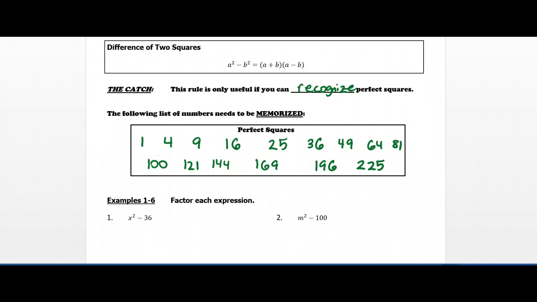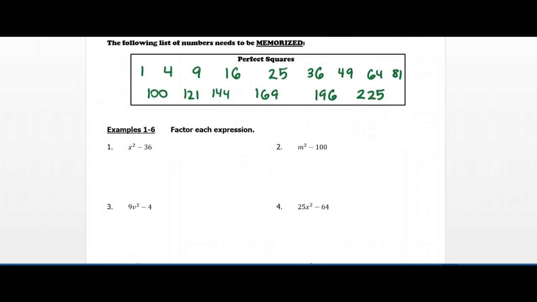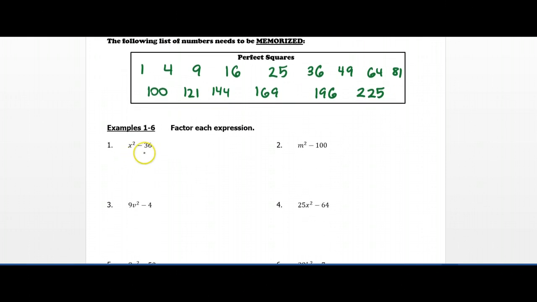So let's look at number 1 and see how this works. Number 1, you'll notice it's a binomial. So the very first thing we always try with all factoring problems is looking for a GCF. There was not a GCF for number 1. And so the only other way to factor a binomial, if there's not a GCF, is to try a difference of squares.